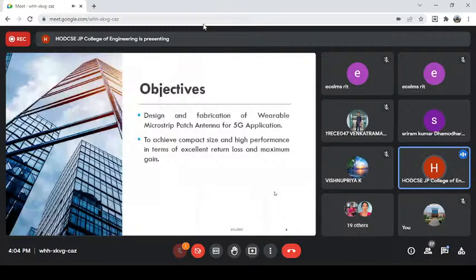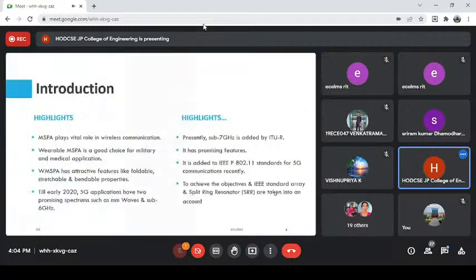The main objective of this research work is to design and fabricate an antenna that is applicable for futuristic work. This is a next generation antenna design, and also to achieve compact size and high performance in terms of various parameters.